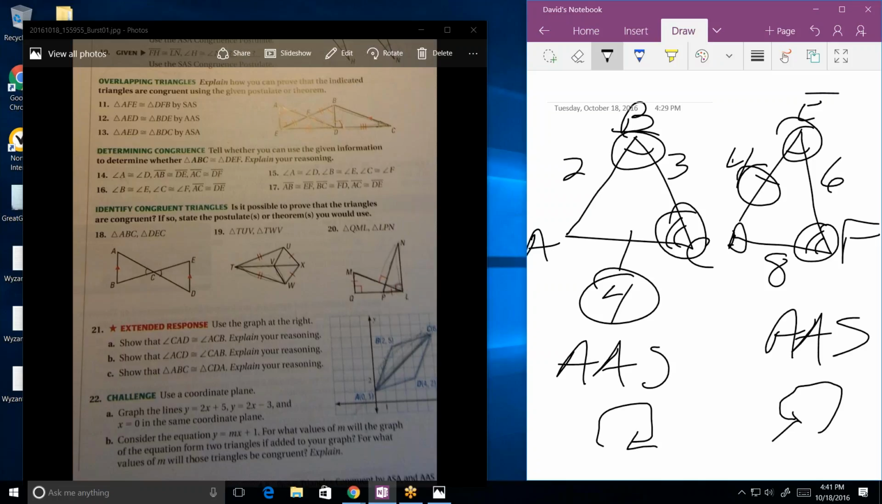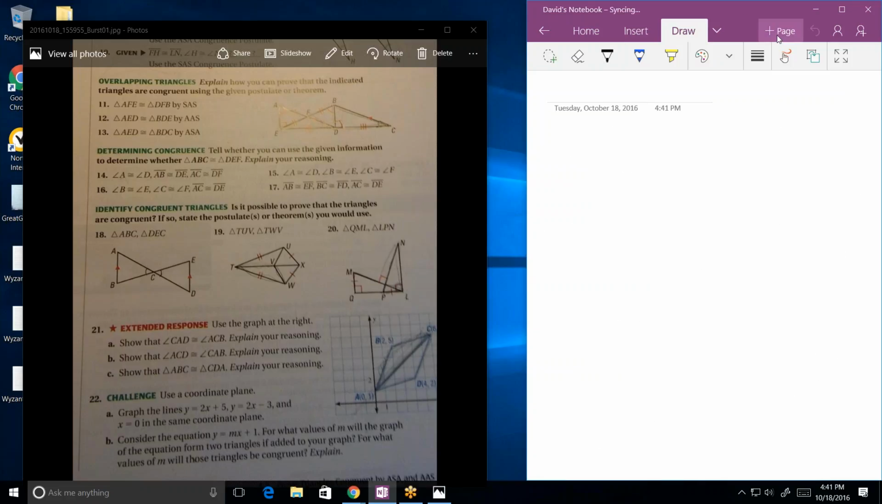You agree? Can you see it? If you can't, I'll redraw it to proper dimensions. In other words, I'll just make this one twice as big, and you'll still see that it's angle, angle, side, but one you have to go clockwise, and the other you have to go counterclockwise. All right, let's move on.